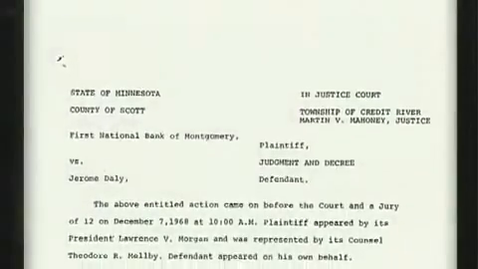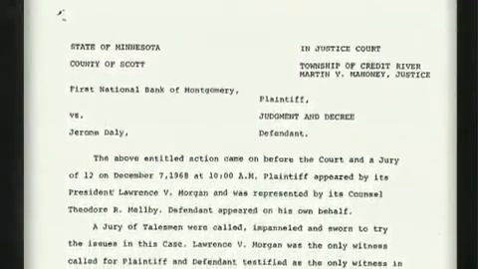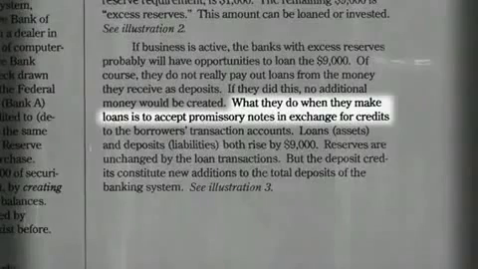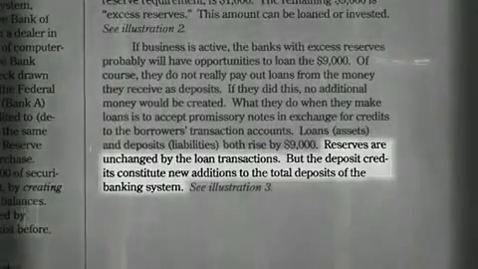Mr. Daly explained that the money was, in fact, not the property of the bank, for it was created out of nothing as soon as the loan agreement was signed. Remember what modern money mechanics stated about loans? "What they do when they make loans is to accept promissory notes in exchange for credits. Reserves are unchanged by the loan transactions, but deposit credits constitute new additions to the total deposits of the banking system." In other words, the money doesn't come out of their existing assets. The bank is simply inventing it, putting up nothing of its own, except for a theoretical liability on paper.